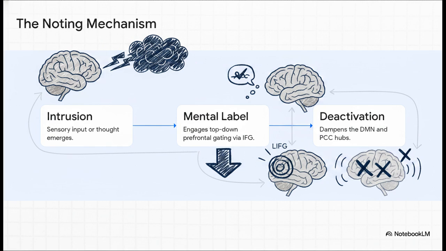Step 1. Boom, the intrusive thought emerges. Step 2. The practitioner applies mental labeling, maybe internally saying, thinking, or worrying the exact millisecond that thought is detected. This incredibly simple volitional act of noting actively engages top-down prefrontal gating. Specifically, it recruits the left inferior frontal gyrus and the DLPFC. And then step 3, that targeted prefrontal activation directly results in the deactivation and dampening of the DMN and PCC hubs. We are taking a contemplative technique and watching it act as a clear, biological intervention that literally diffuses affect from language processing.